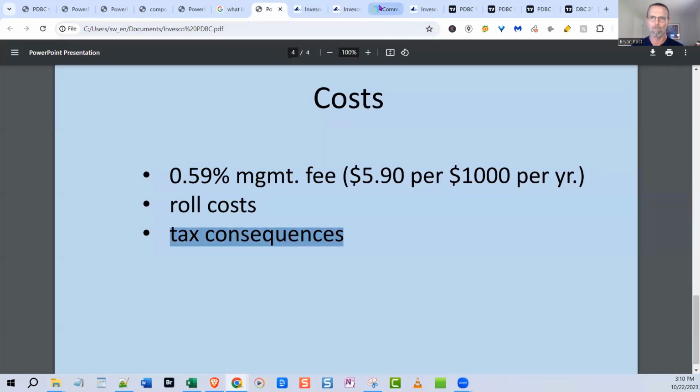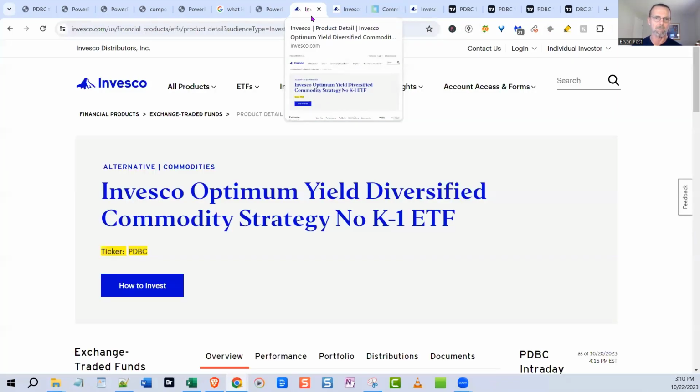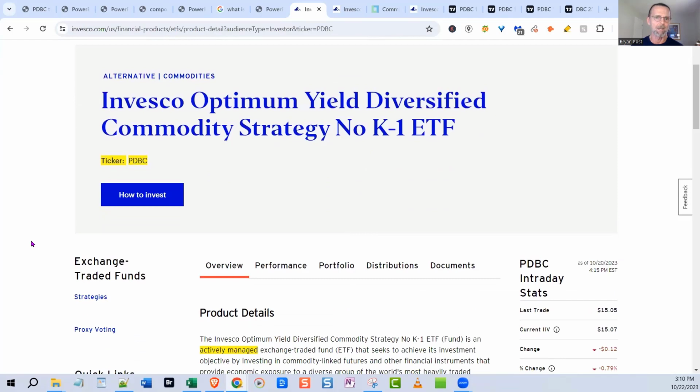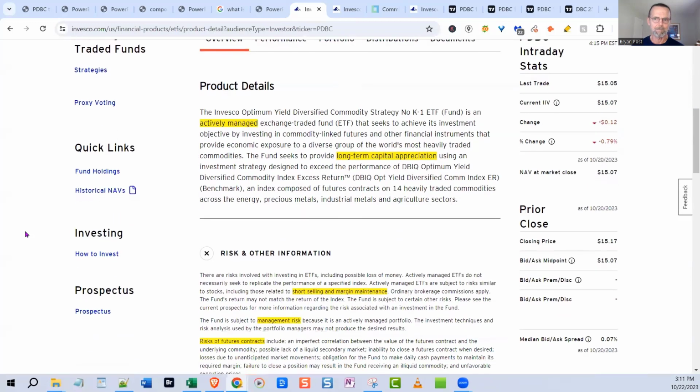And we'll look here in a couple of tabs. We'll talk a little bit more about tax consequences. Now, let's look just at a high level. What is this ETF about? I've already mentioned that there's no K1 form. That's important. PDBC, that's the NASDAQ ticker. Actively managed. One of the objectives is to provide long-term capital appreciation.